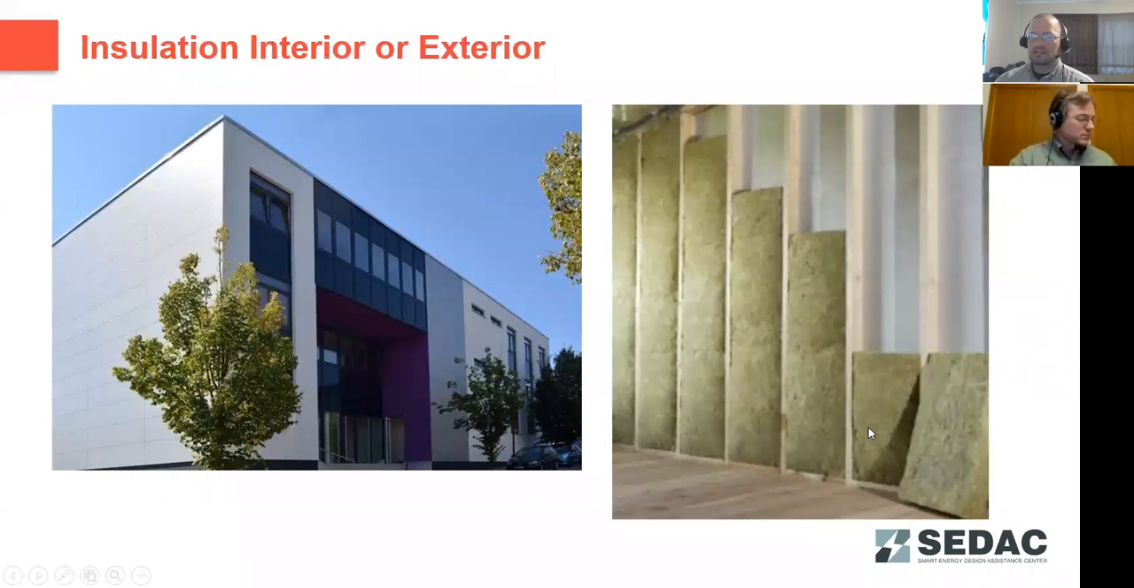For wall insulation, it can be either all exterior, all interior, or a combination of both. Usually exterior insulation is going to be providing that continuous insulation that most wall assemblies will call for in the code now.